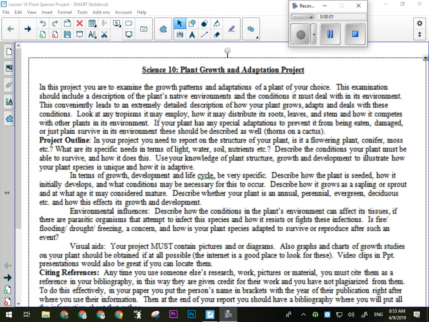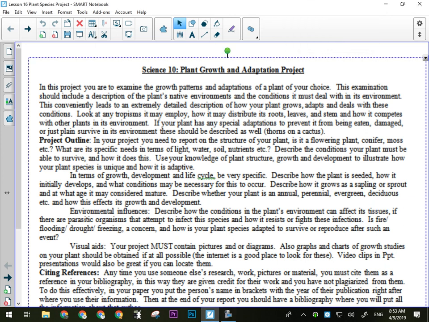You're going to be doing a research project for this unit. Last unit, you did a research project on a toxin of your choice. This time, it's going to be on a plant species of your choice. And we want to look at this from the standpoint of how your plant adapts to its environment.